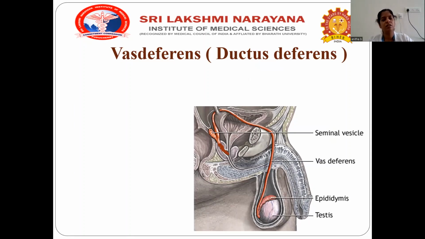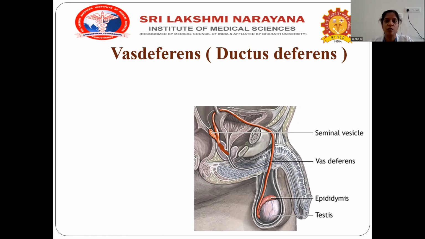So what are the remaining things we have to discuss now? These two are over. Now we have to discuss this long tube-like structure, the vas deferens. Then this sac-like structure, the seminal vesicle, we have to discuss. Then this accessory male reproductive gland, the prostate gland, we also have to discuss. So first we'll see the vas deferens.